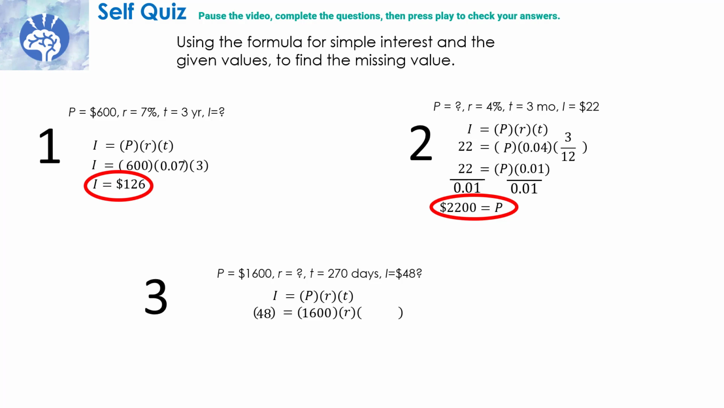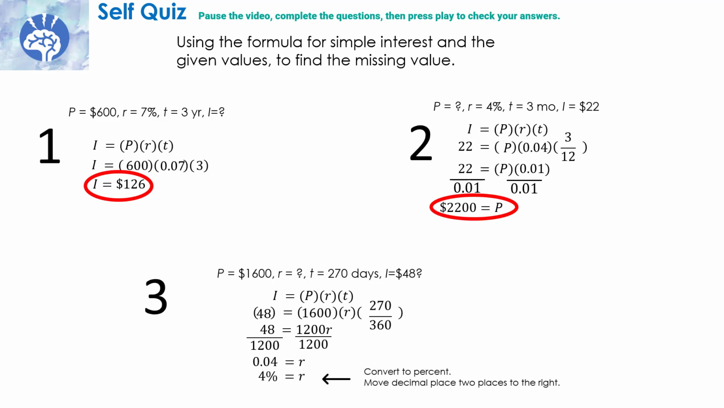Remember, we have to compare that to a year. That means we write 270 over 360. When I multiply 1,600 times 270 over 360, I end up with 1,200. We still have to solve for R, so I'll divide by 1,200. This gives us R is 0.04. But we have to convert it to a percent, so the rate for this problem is 4%.